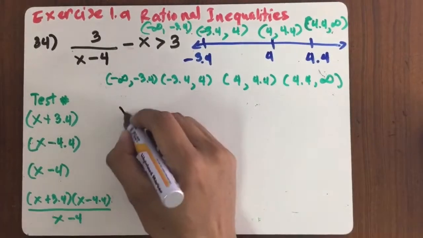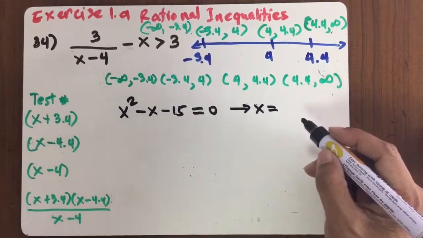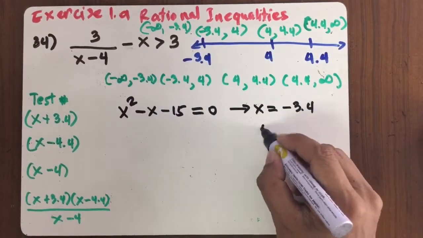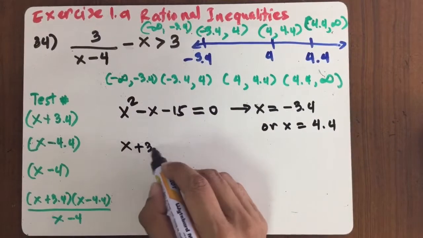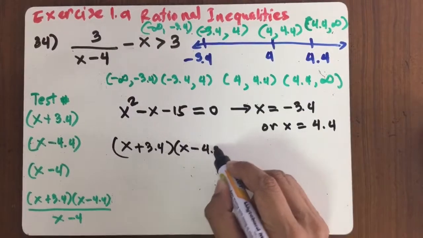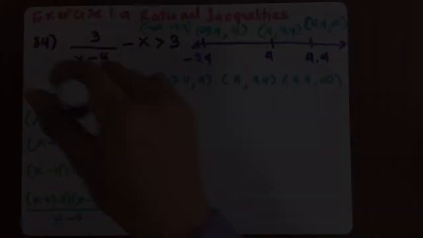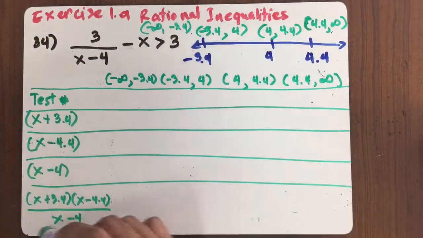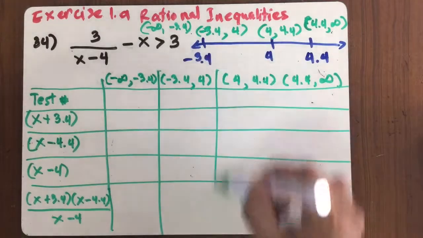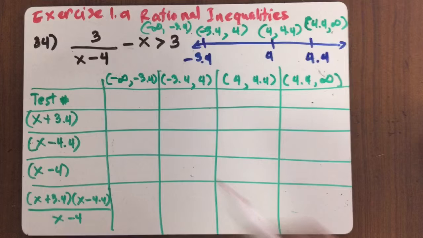Okay, some of you might be wondering saan nanggaling yung x plus 3.4 and x minus 4.4. X plus 3.4 and x minus 4.4 are the factors of x squared minus x minus 15. So that means that x squared minus x minus 15 is equivalent to the quantity x plus 3.4 times x minus 4.4. Gawin na natin ang sign analysis. We are after the sign of our function in each of these subintervals. We are not after the exact value of our function. We are after the sign.